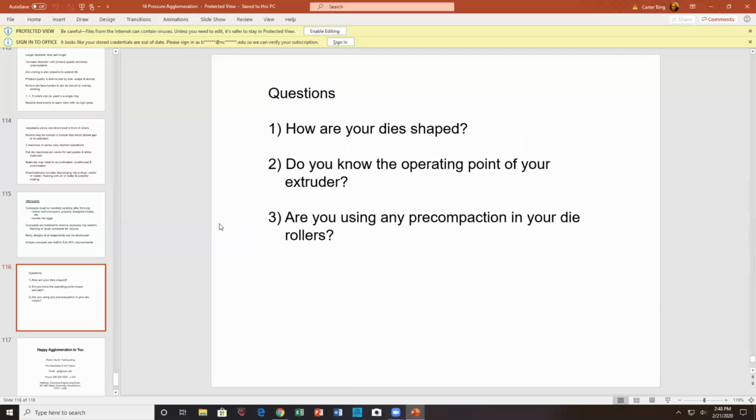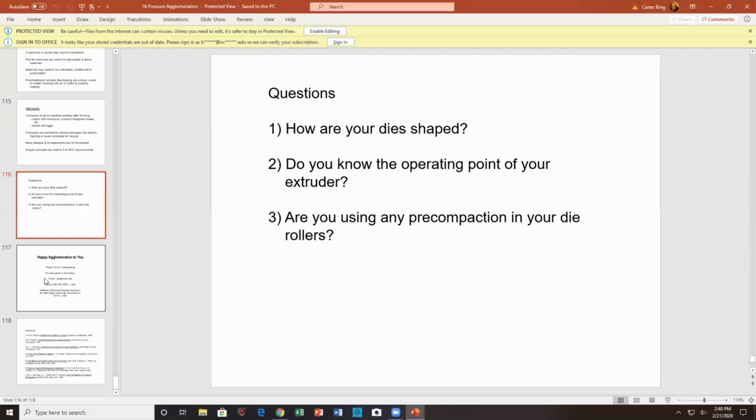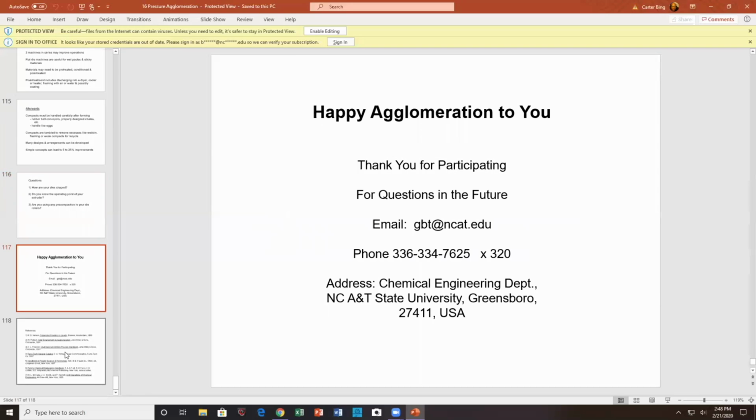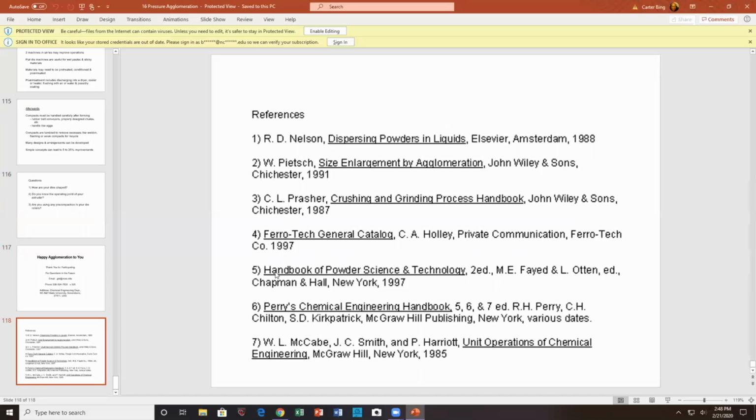Anyway, I finished that, and I hope it was understandable. And happy agglomeration to you. And again, thoroughly, this powder science technology book, great book. You can learn a lot.